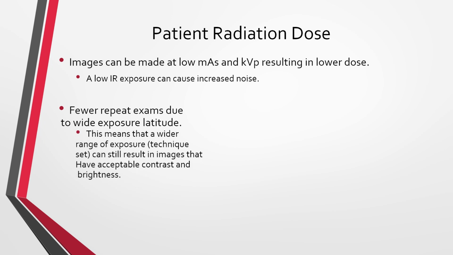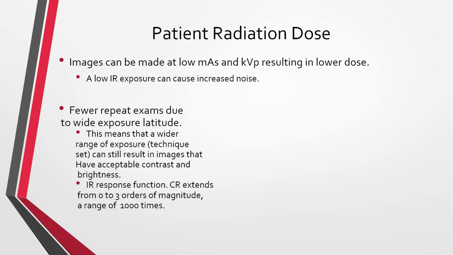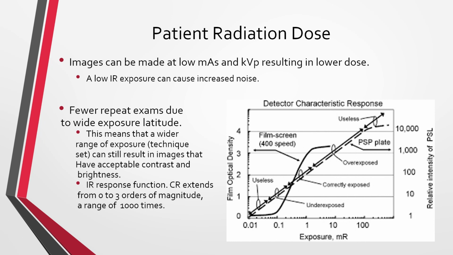a CR image plate has a wide latitude that can be used for acquisition of the image. This means that a wider range of exposure techniques can still result in images that have acceptable contrast and brightness. The IR response function for CR extends from 0 to 3 orders of magnitude, which is a range of about 1,000 times. And here's a picture of it compared to film.